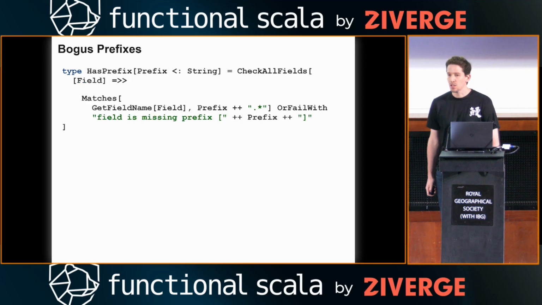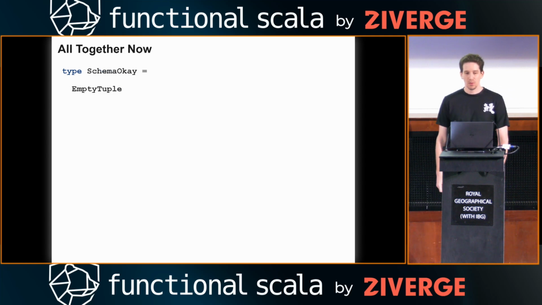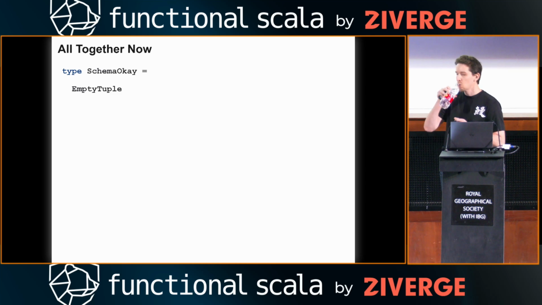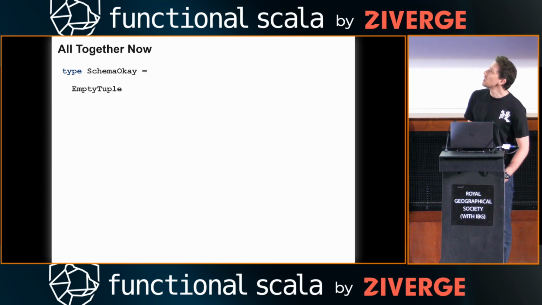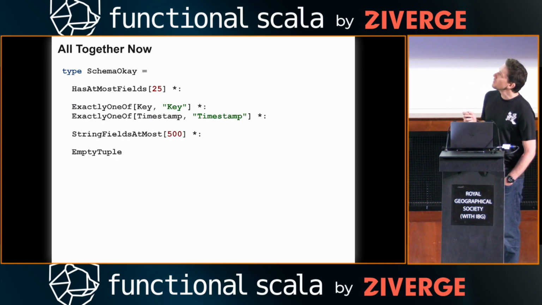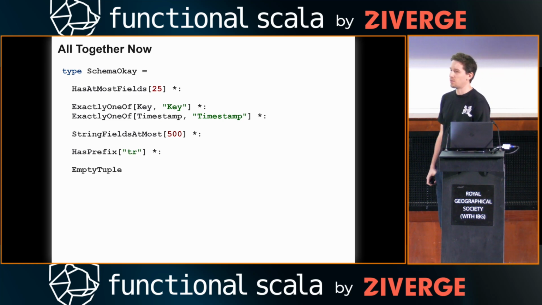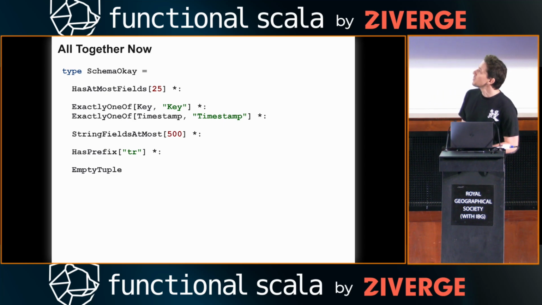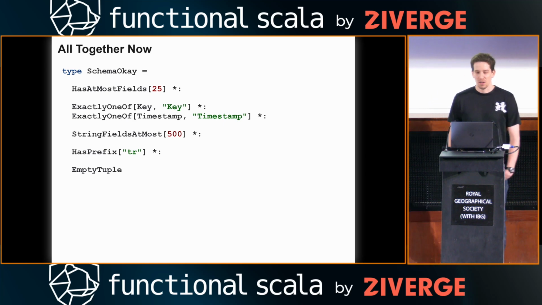And that's it. These are all the checks that we want to implement, and we want to aggregate them into a single descriptor of all the rules that we have to follow. So we'll do it as a tuple of checks. No checks is an empty tuple, and now we can add that we have at most 25 fields, exactly one key and exactly one timestamp, string fields that are at most 500, and all fields have the prefix tr. So it's very similar to the code that we had before with the implicits, but now written in this new kind of type level language that we just defined.